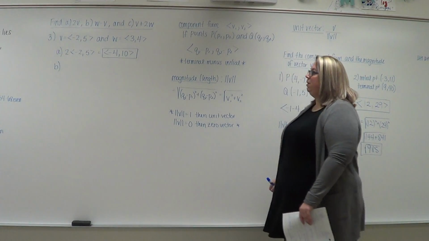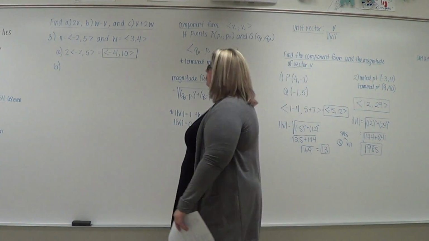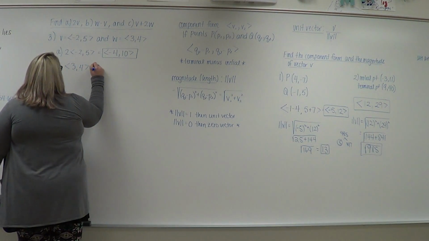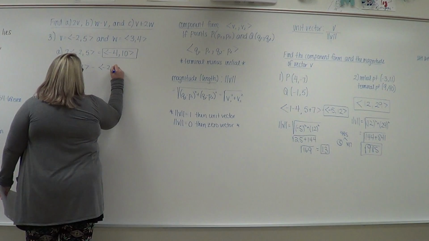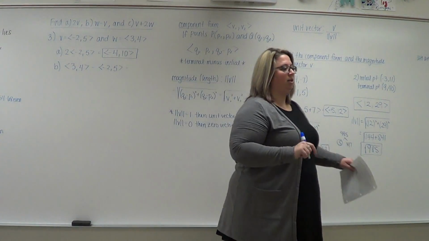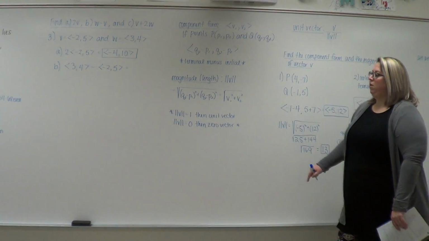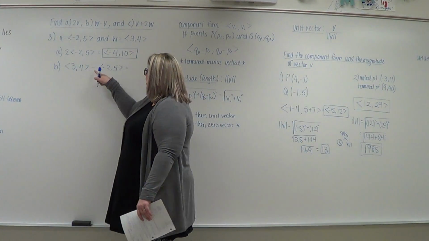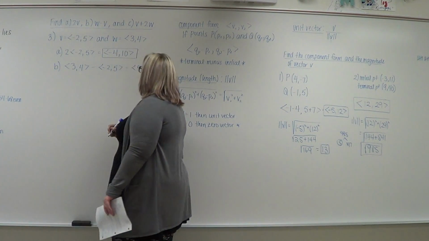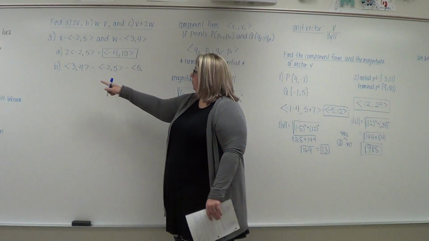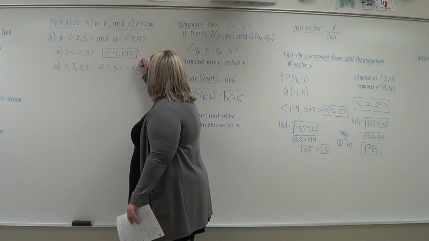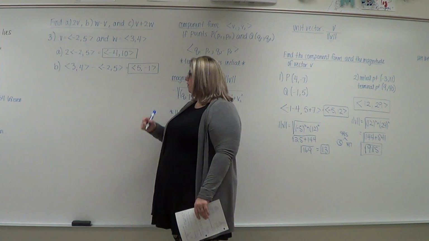Okay, so part B says we're gonna take w minus v. So this would be 3, 4 minus -2, 5. When you're adding or subtracting vectors, you match up first part with first part, second part with second part. So this would be 3 minus -2, which would be 5, and then 4 minus 5, -1. So my resultant vector would be 5, -1.